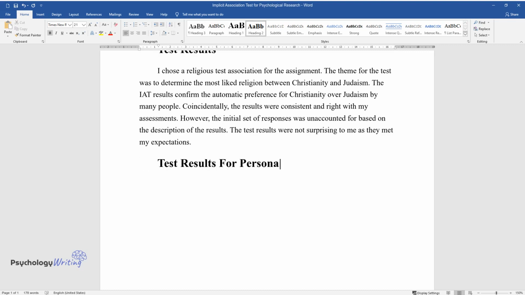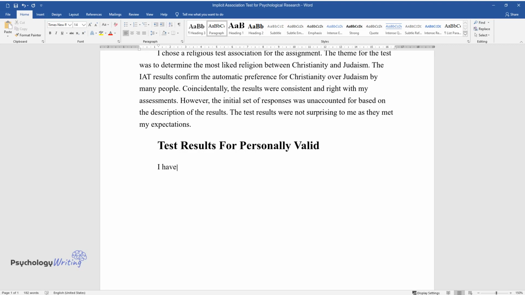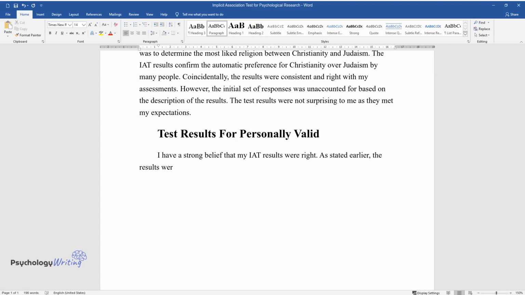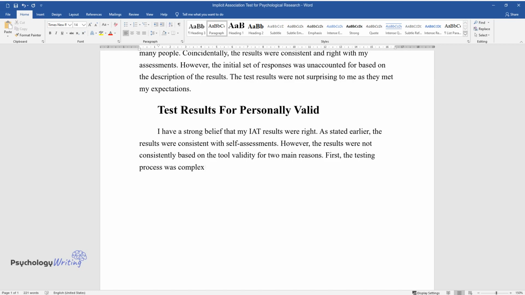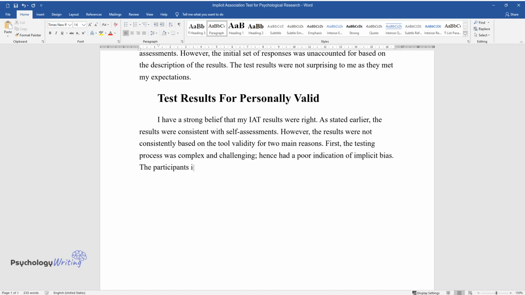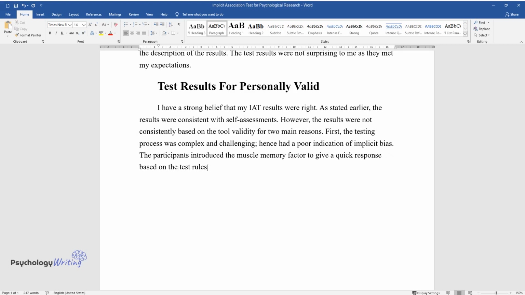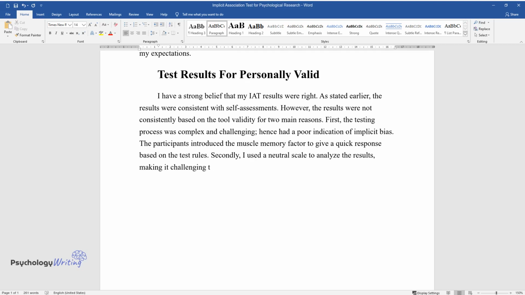Test results' personal validity. I have a strong belief that my IAT results were right. As stated earlier, the results were consistent with self-assessments. However, the results were not consistent based on the tool's validity, for two main reasons. First, the testing process was complex and challenging, hence had a poor indication of implicit bias. The participants introduced the muscle memory factor to give a quick response based on the test rules. Secondly, I used a neutral scale to analyze the results, making it challenging to demonstrate non-negative results for non-prejudiced people.